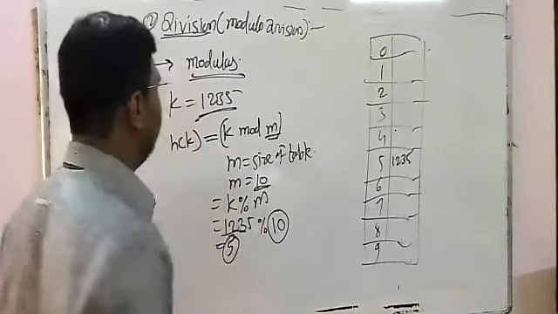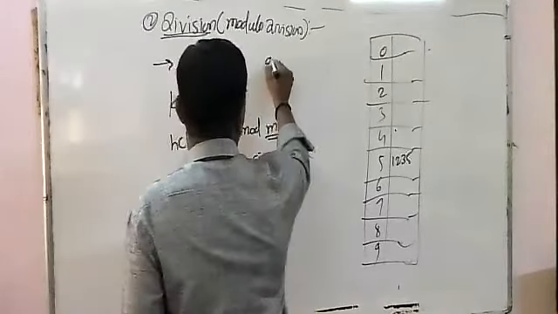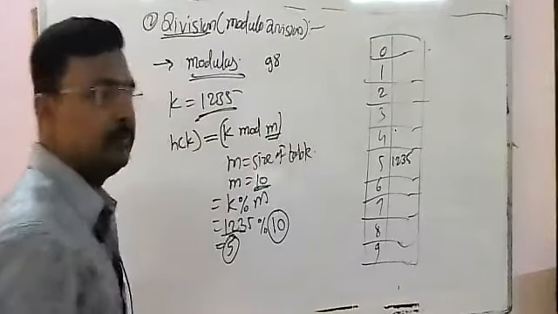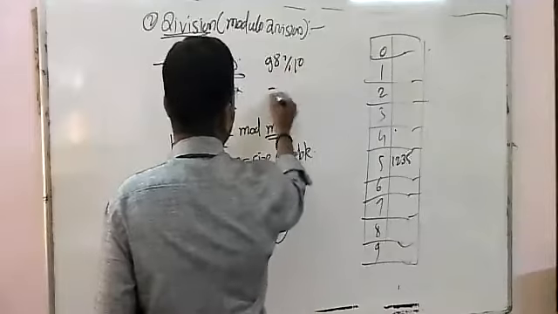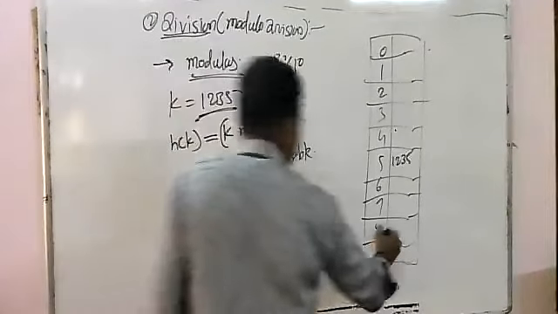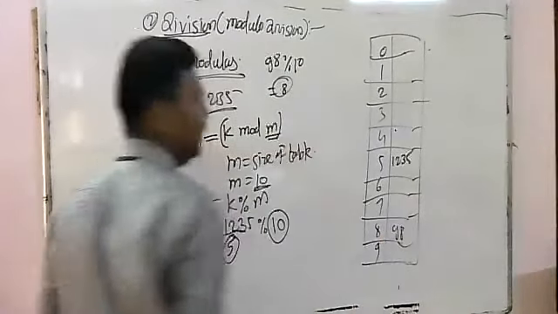Another value is there. Suppose 98 is there. What we have to do? 98 mod 10 is equal to 8. Your 98 is stored at index 8.